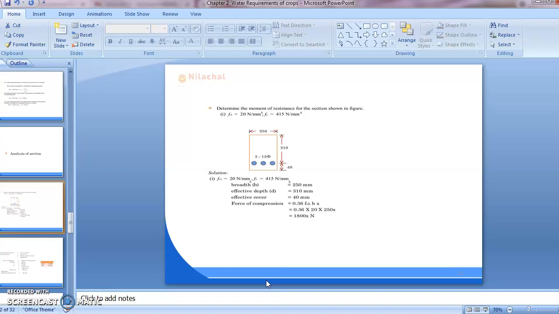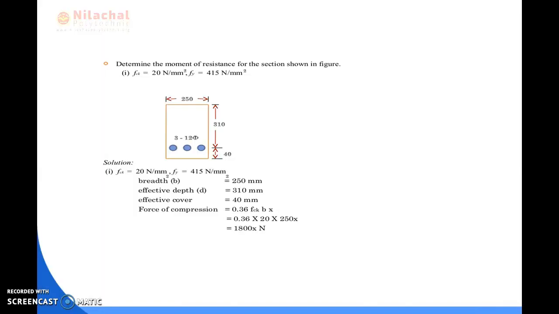Here fck is given as 20 Newton per mm square, fy is 415 Newton per mm square, and the section consists of 3 numbers of 12 mm diameter bars. The effective depth is 310, the breadth is 250, and d dash, which is the clear cover, is 40. The solution: first we write the given data, then we define the moment of resistance by using the compressive force or by using the tension force.